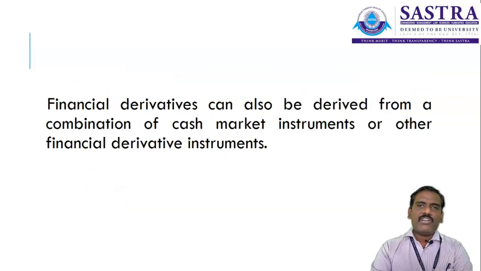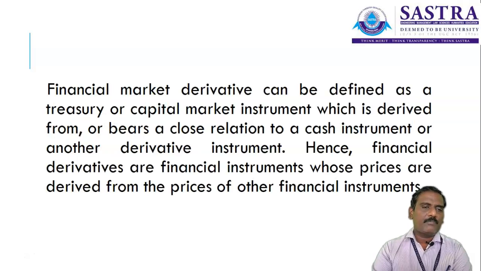A financial derivative can also be derived from a combination of cash market instruments or any other financial derivative instrument. So the instruments under financial derivatives are purely determined based on the cash market segment. In that, what is the prevailing price of the particular instrument, either a stock, a bond, or a foreign exchange? It is available in the cash market. Based on that, the future price will be determined, and the contract will be created.